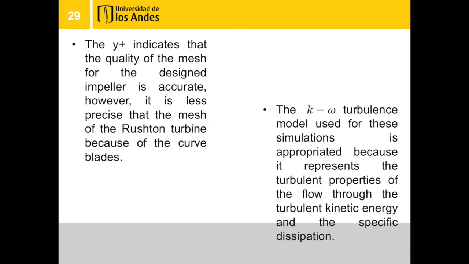The y plus indicates that the quality of the mesh for the design impeller is accurate. However, it is less precise than the mesh of the Rushton turbine because of the curved blades. The k-omega turbulence model used for the simulations is appropriate because it represents the turbulent properties of the flow through the turbulent kinetic energy and the specific dissipation.